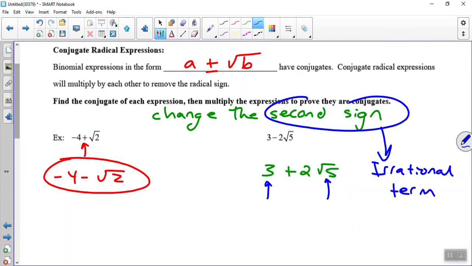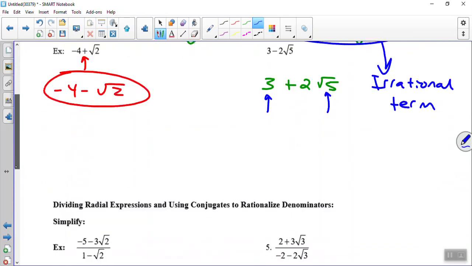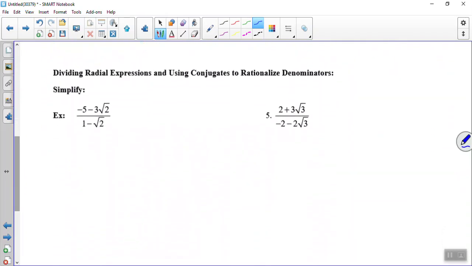All right, so how do you use this? We want to get rid of this radical in the denominator. So you multiply the bottom times the conjugate, and then you multiply the top times the conjugate, the same way we did with imaginaries. So you're foiling the top, and then you're foiling the bottom, and you're simplifying. Okay, so let's do that.